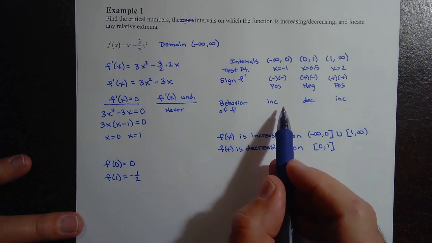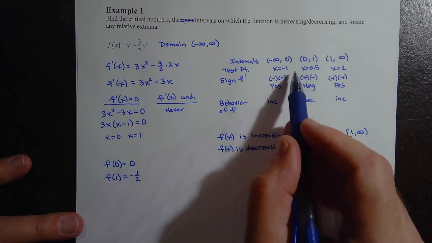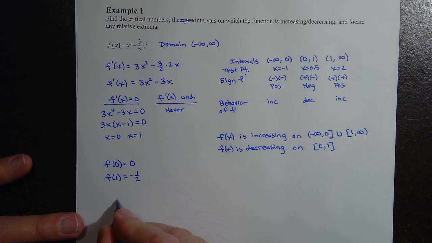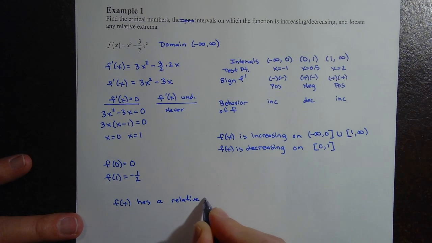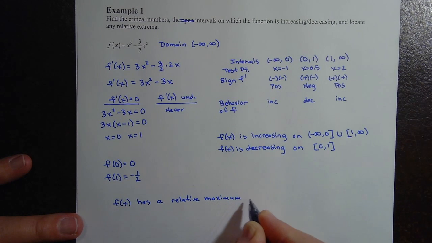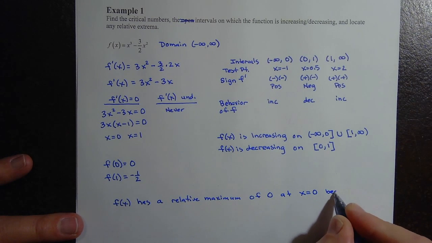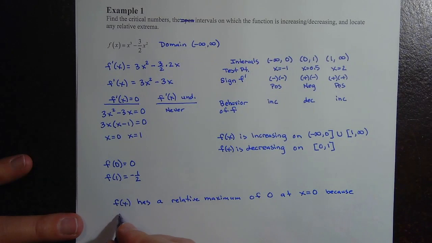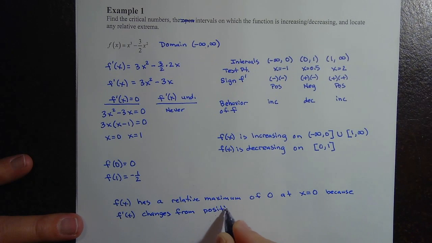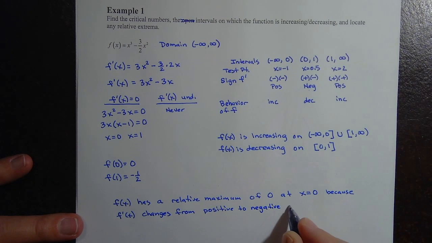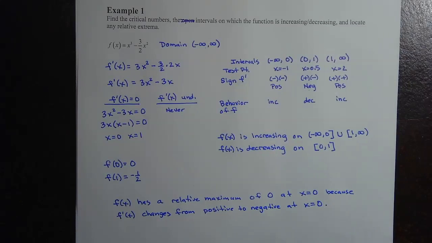So we would say f of x has a relative maximum of 0 at x equals 0. So we have a relative max. So we'd say f of x has a relative maximum of 0 at x equals 0 because, and how do we know that it's a relative maximum? It's because f prime of x changes from positive to negative at x equals 0.